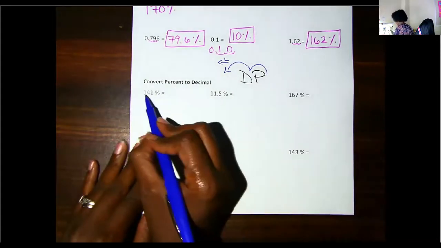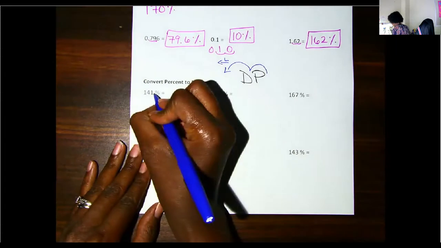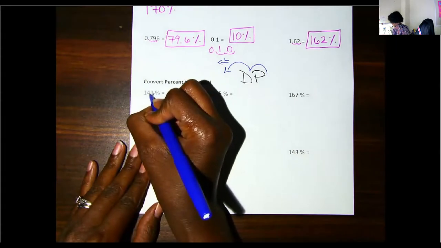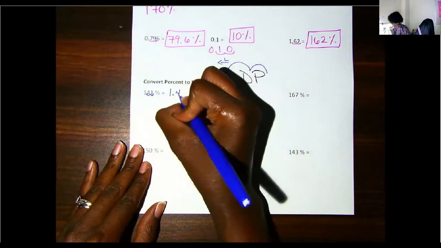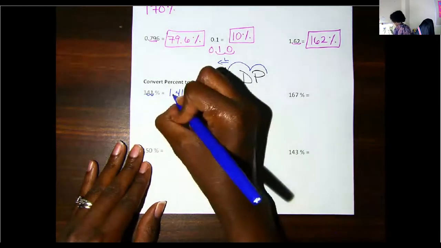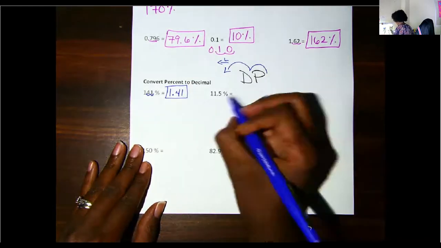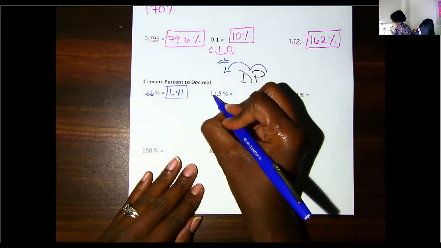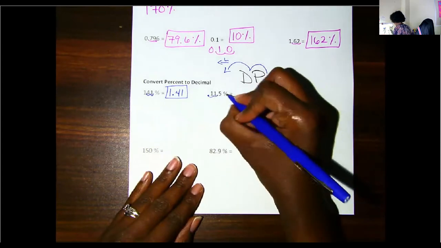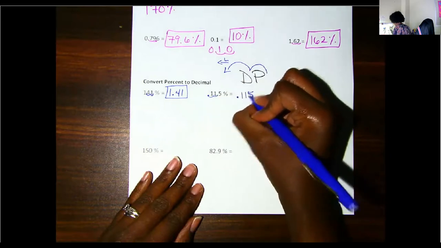So here's my first one. I have no decimal, so I'm going to start at the back. Move 2 to the left. 1, 2. So I drop the percent sign, and I now have my decimal answer, 1.41. Here's a decimal. I'm going to start there, move 2 to the left, 1, 2, drop the percent sign. So I have 1.15.